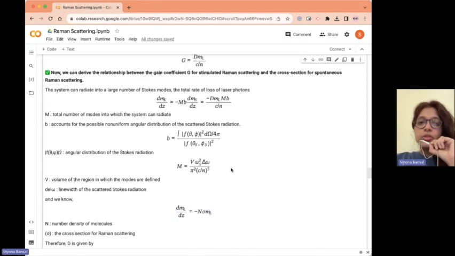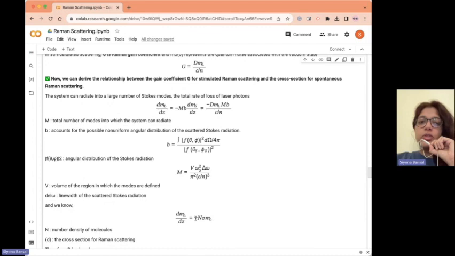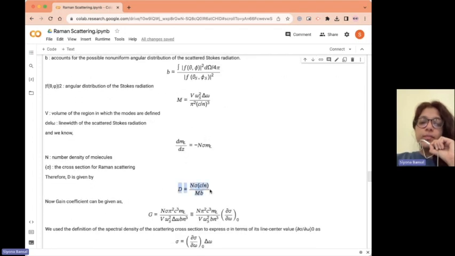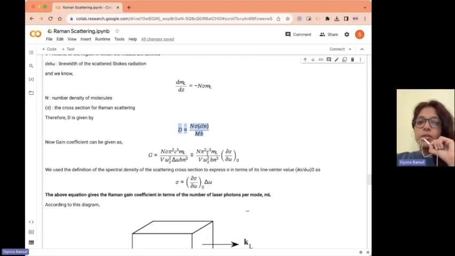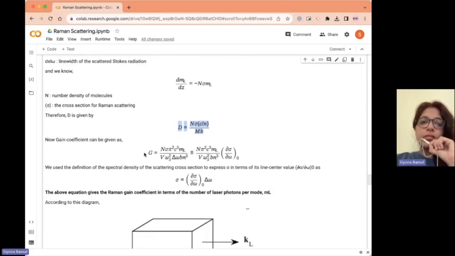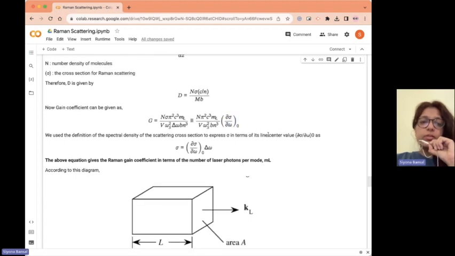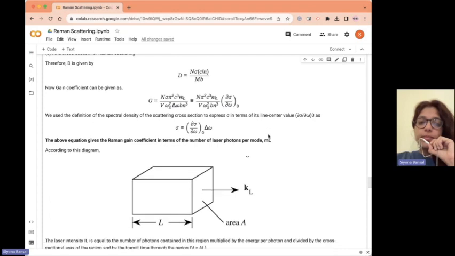From these two equations, by equating them, we can get the formula of T in terms of cross section area. Substituting this formula of T into the gain factor formula, we can get the gain factor in terms of the cross section area changing with respect to the frequency.